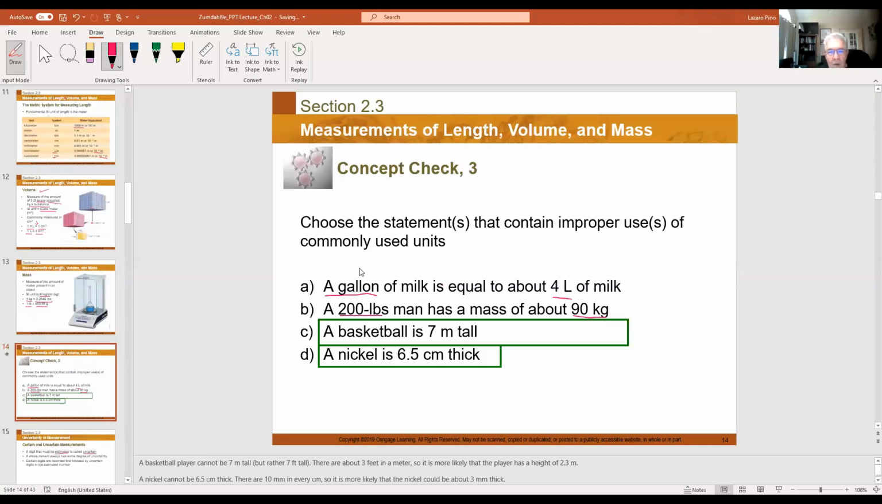What is a gallon? Well, a gallon is 4 liters. Then this statement is correct. And 200 pounds is 90 kilograms. This is correctly represented, but a basketball is 7 meters tall. What's that? Here we have only one unit. A basketball is not a unit. A nickel is not a unit. So these two are not correctly expressed.